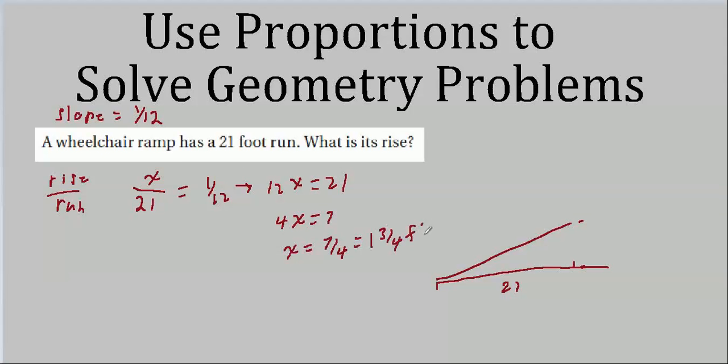Wow. If I got that right, that's not even a 2-foot rise for a 21-foot run. It's very gentle sloping. And that makes sense. These wheelchair ramps are not designed to give people a workout. It's supposed to be a nice, easy way to just avoid the stairs. So they have a pretty gentle rise to them.